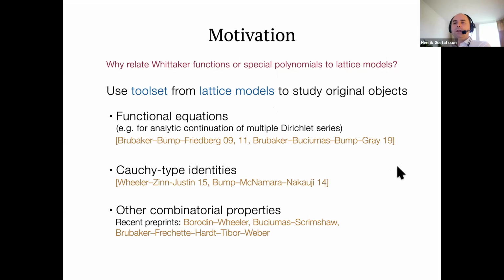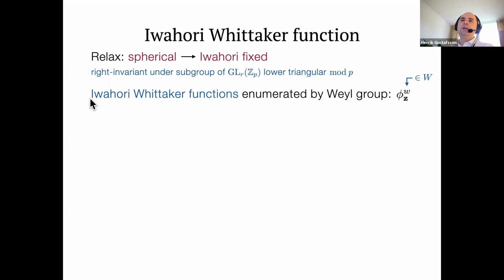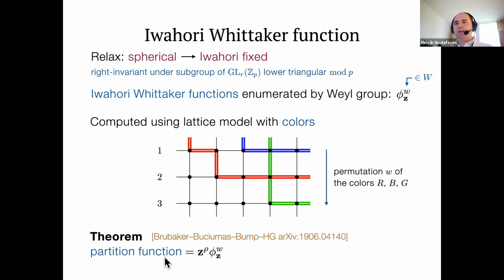So to do this, let me first state one of our recent results. Here we relax the condition that the Whittaker function should be spherical and instead we simply require it to be right invariant under the Iwahori subgroup. A linear basis of these Iwahori Whittaker functions is enumerated by the Weyl group, like this. And we show that these elements can be computed using a similar lattice model, but here where each path has been given a color, and the Weyl word here can be read off from the permutation of the colors on the right boundary. Specifically, we show that the partition function equals the same z to the rho factor times this Iwahori Whittaker function.